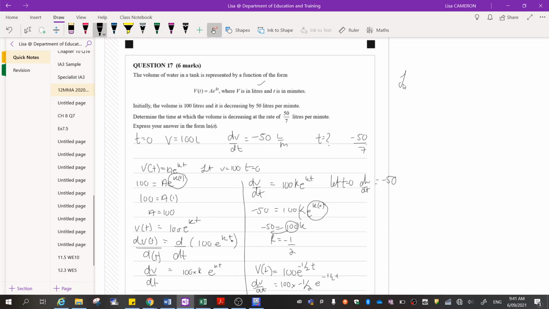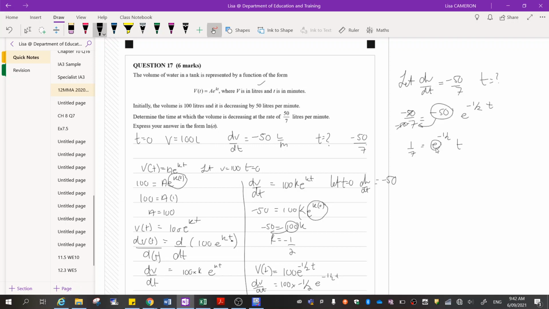So if we're decreasing, we're going to let dV/dt equal negative 50 over 7 when T equals, that's the thing that we're going to find. So negative 50 over 7 is equal to negative 50 e^(-t/2). When I take this across, it'll divide, so it'll end up on the bottom, meaning that this one will cancel that one, and I'll be left with 1/7 is equal to e^(-t/2).